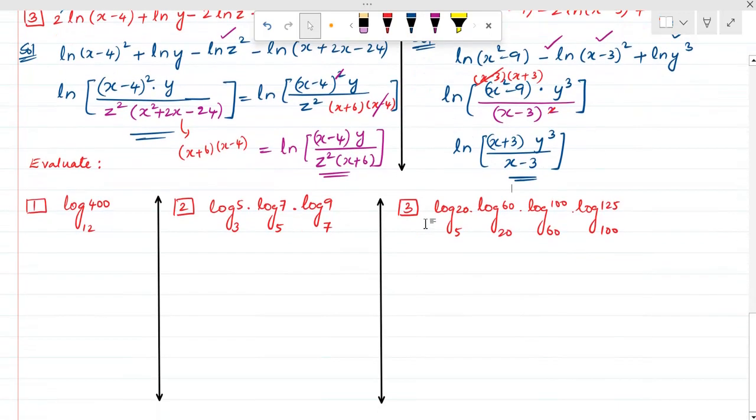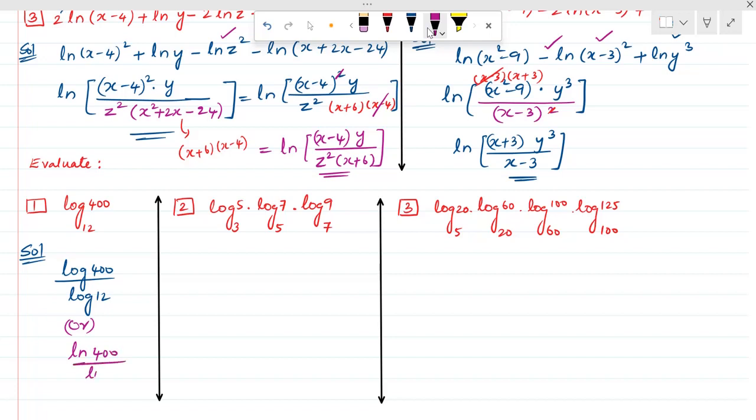Now the next one, it is very simple. Here you have to use the change of base rule. I will write this one as log 400 over log 12, or you can write it as ln 400 over ln 12. So both are right. Either you can take log or ln, but it must be the same base. That is the rule.